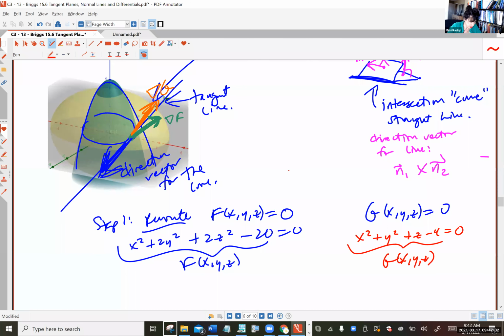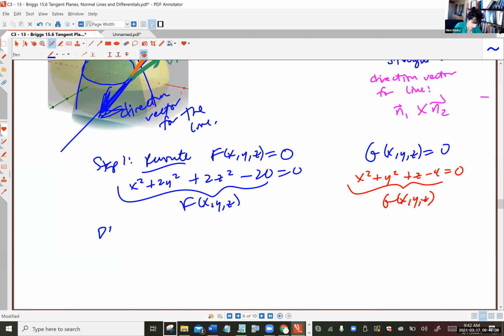Okay, so now we're going to go get the gradients. So we're going to get del big F, and we'll get del big G. So let's do this in turn. This is a vector containing the 3 partials. So I'm just going to do this real quick. When I take the partial with respect to x, I get 2x. With respect to y, 4y. And with respect to z, 4z. Okay, that look good?